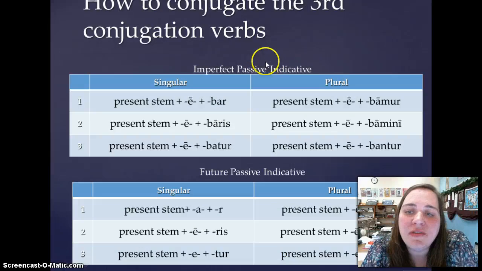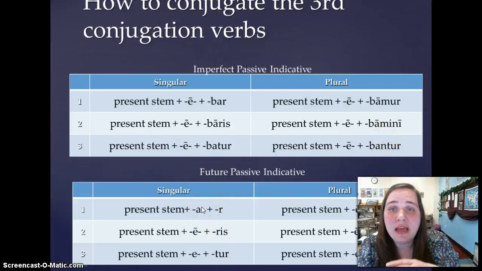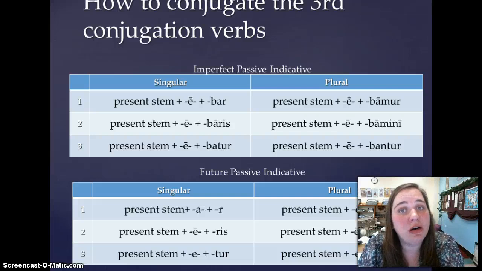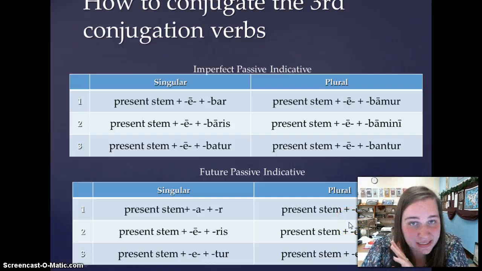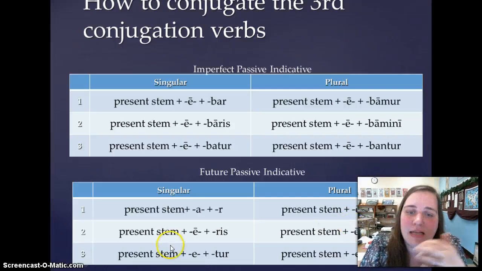Okay, imperfect passive indicative, again, we have our present stem, and then we need to supply the E, right? And then our imperfect endings, -bar, -baris, -batur, -bamur, -bamini, -bantur. And then for the future passive, again, never use -bor, -beris, -bitur for future passive, okay? You need your present stem, and then we're going to change our vowel to show that we're in the future passive. Works the exact same way in the future active. So this isn't something that should be surprising you guys, okay?